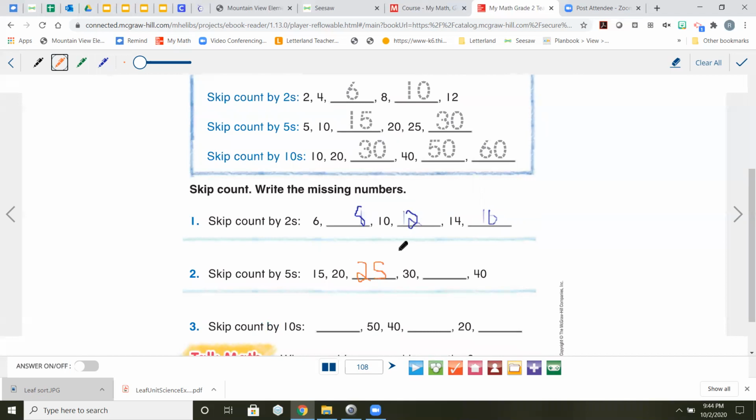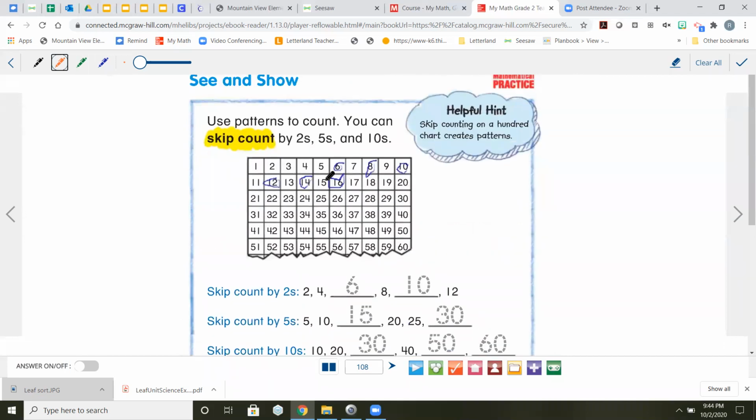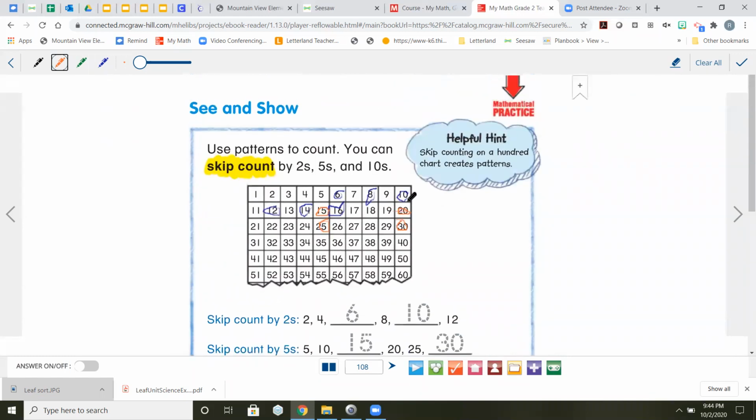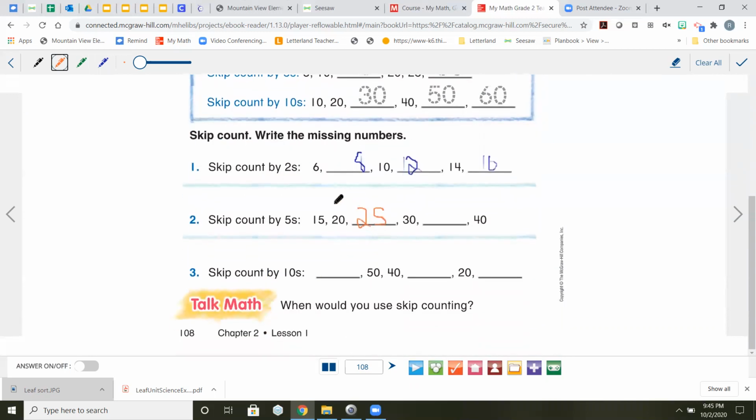So 15, 20, 25. Let's see if I can do it now. 15, yeah, here we go. 20, 25. Then we come over here, 30. There's 30. What will we do after 30? 15, 20, 25, 30, 35, then 40. We'll do one line at a time. 15, 20, 25, 30, and we said it was 30. Ooh, I'm not doing good with writing it all today. 35.